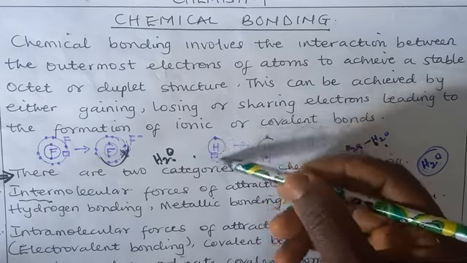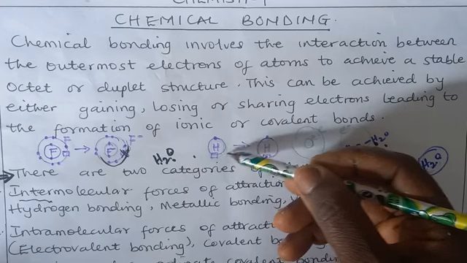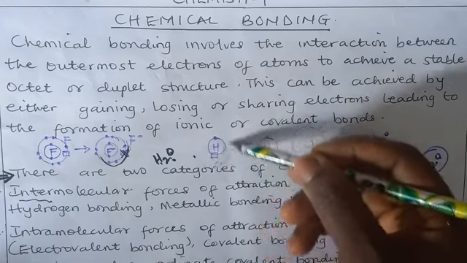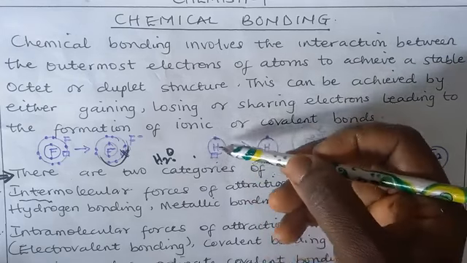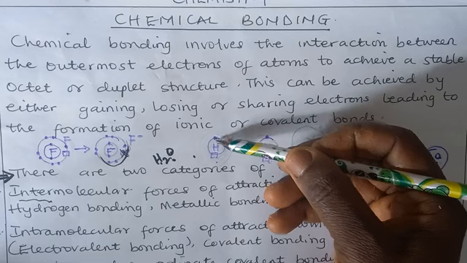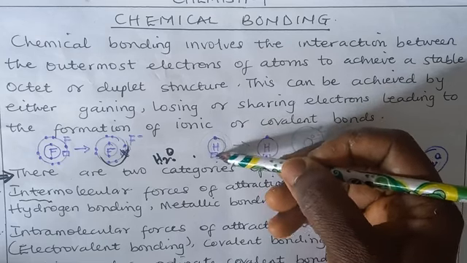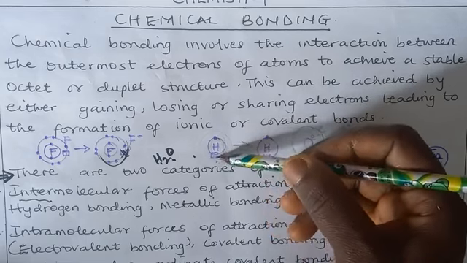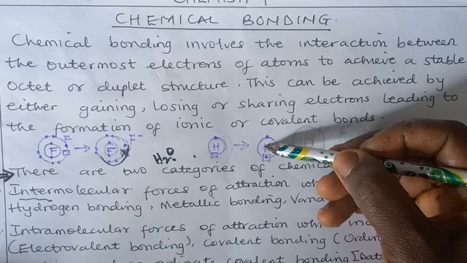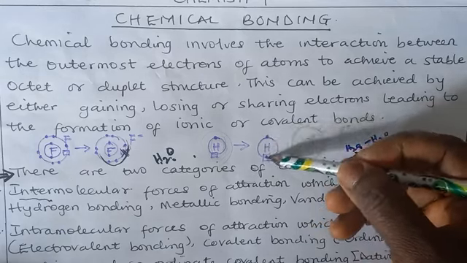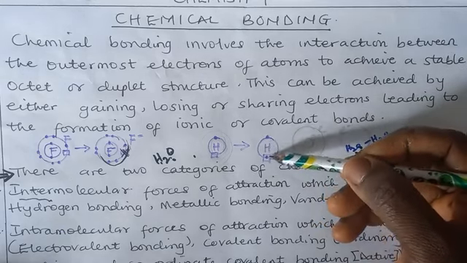The first shell of every atom is supposed to take a maximum of 2. The second shell is supposed to take 8. So since hydrogen has atomic number of 1, it's in the first shell and is in need of 1 more to make it 2. So when it combines with another hydrogen or with other elements, it becomes 2. That's the nearest stable duplet structure.